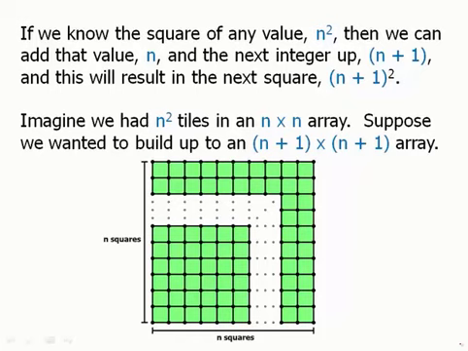Imagine that we had n squared tiles in an n by n array. So you have to imagine we have the dots here, but we have this big n by n square tile. So there's n squared tiles in this total array. And we want to build this up to an n plus 1 times n plus 1 array. Well, how would we do that?